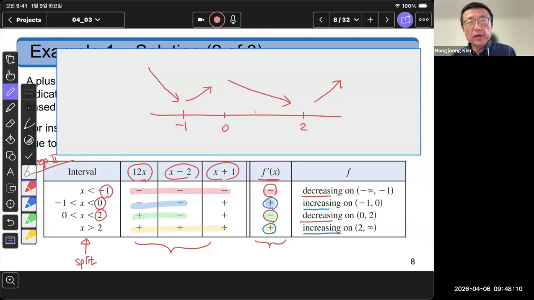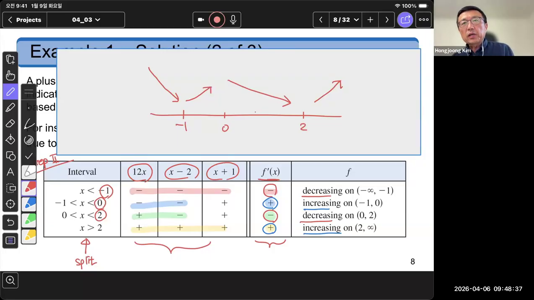To the left of -1, my function is decreasing because f prime is negative. Between -1 and 0, my function is increasing because f prime is positive. Between 0 and 2, my function is decreasing because f prime is negative. And to the right of 2, my function is increasing because f prime is positive.